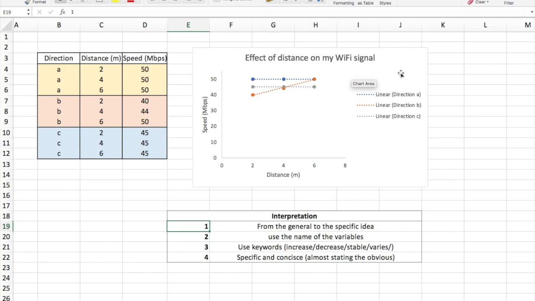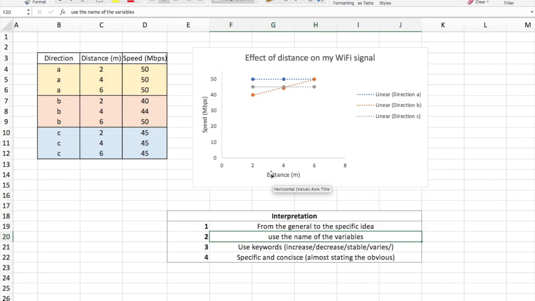Okay, now the second hint, and this is why it is important that when you make your interpretation, you use the name of the variables, and not only these ones, but any other variable that you used. So there is no effect of distance on the speed of download. That's the general. Now you go to specifics, so you can start talking about each one of them. You don't have to talk about all of them, but if each one of them is different, it is worth telling us what happened.